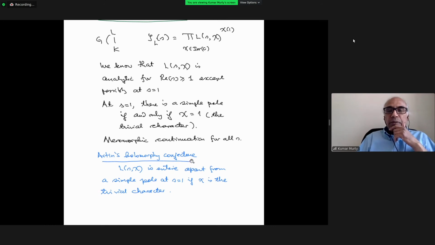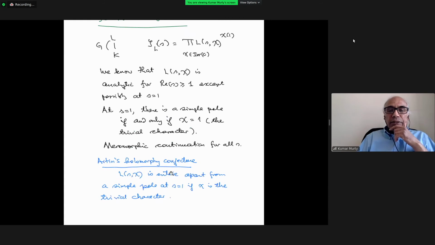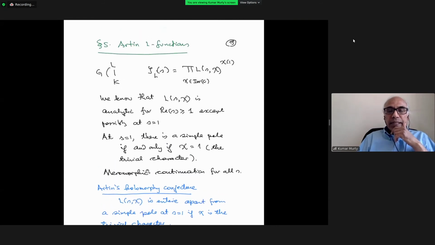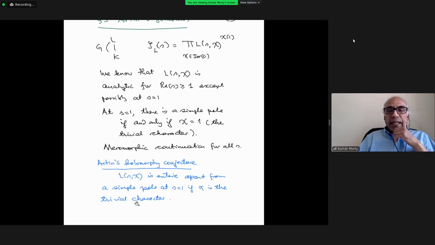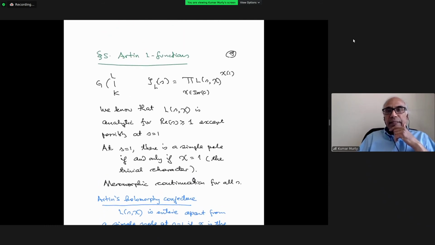And Artin's holomorphic conjecture is, in fact, there are no other poles, that this is entire apart from a simple pole at s equals 1, which only occurs if chi is a trivial character. The definition of Artin L-functions is generally you don't actually require chi to be an irreducible character to define the L-function. And in that case, you would say it's entire apart from a pole at s equals 1 of multiplicity, the multiplicity of the trivial character inside chi, in case chi is not irreducible.